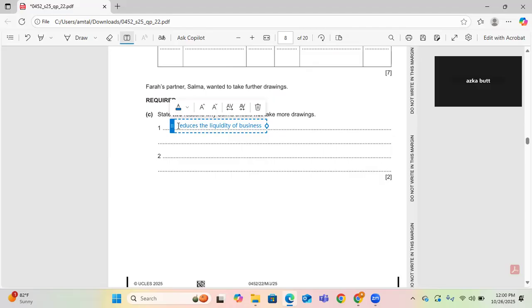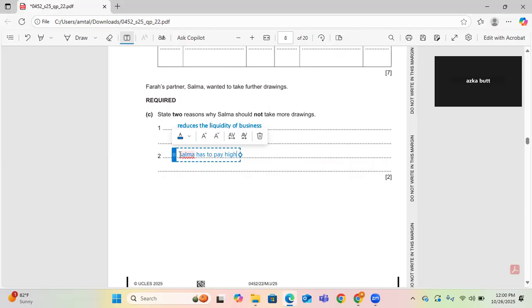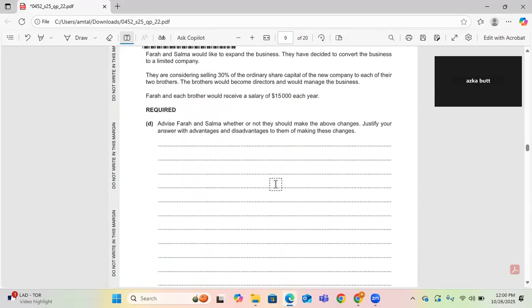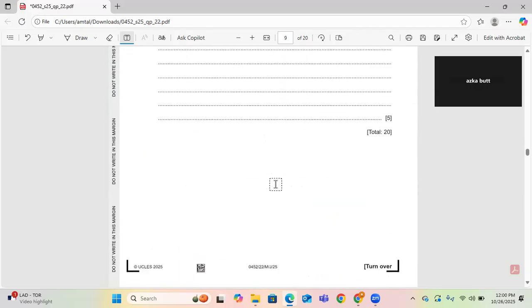And the second reason could be that Salma has to pay high interest on drawings. Because the drawings will be bigger, so the interest automatically will be bigger. If you multiply even the smallest percentage with a larger amount, of course the answer will be greater. Next question we have, let's discuss this.